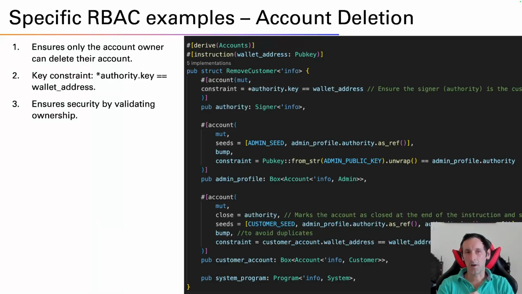Let's look now at two specific examples of applying all of these anchor attributes to our structs in our e-commerce platform. So the first one is this account deletion. As you can see, this is remove customer.